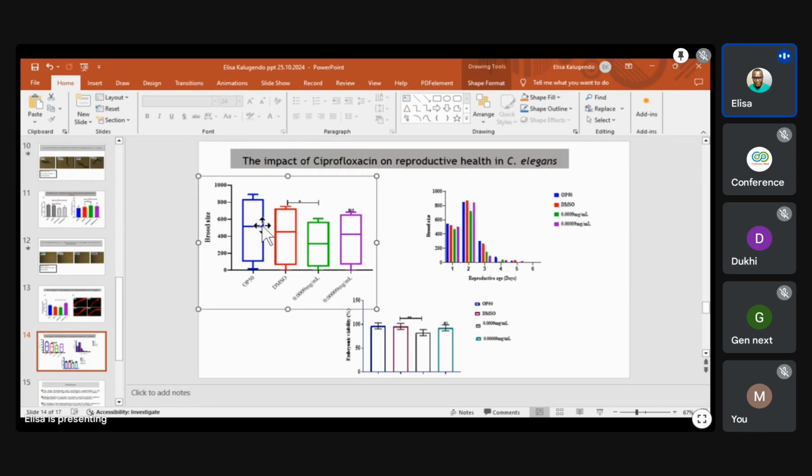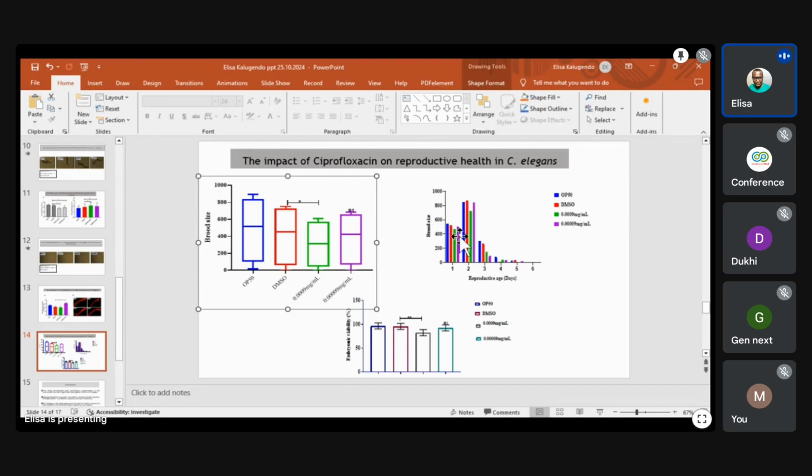So here we could count the number of embryos being laid every day by each particular animal. We found that at the highest concentration there was a decline in the number of embryos, or brood size, being laid by the parents. So there was a definite decline in the brood size at this highest concentration. But at the lowest concentration, the brood size was not significantly affected.